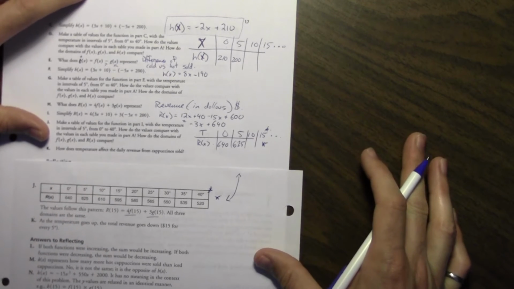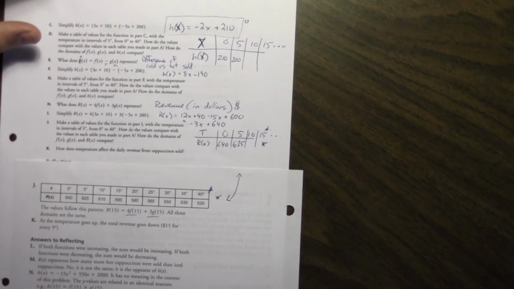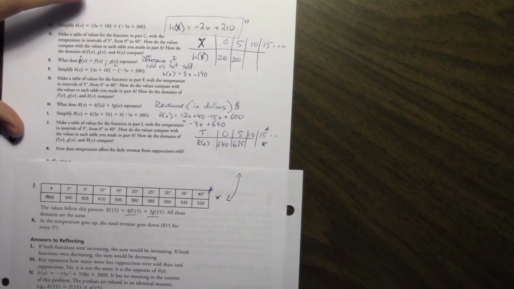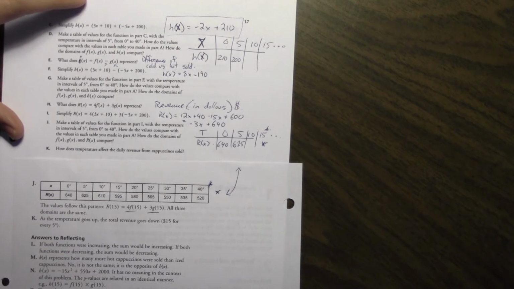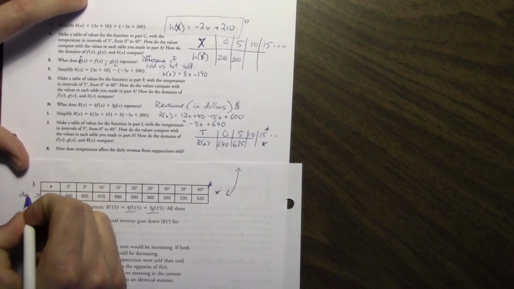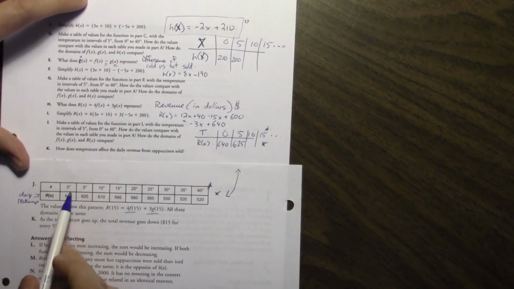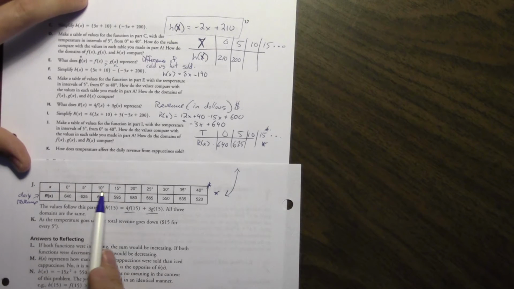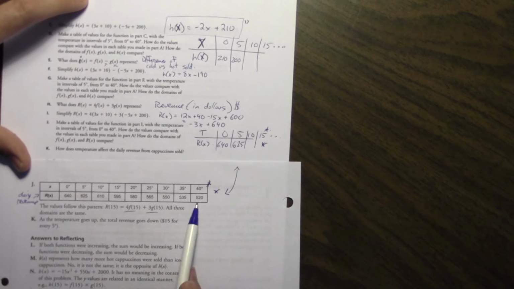Finally, last question. How does temperature affect the daily revenue from cappuccinos sold? So the way we would determine that is we're going to look at the daily revenue. This is our daily revenue. And this is our temperature. So as the temperature goes up, what happens to our revenue?